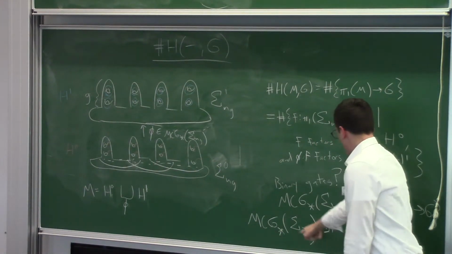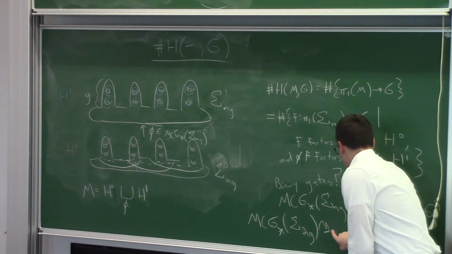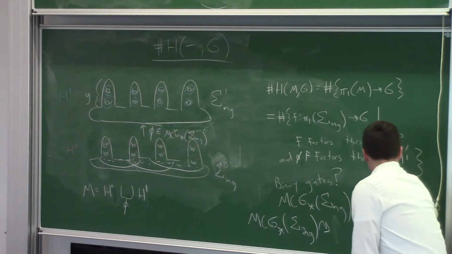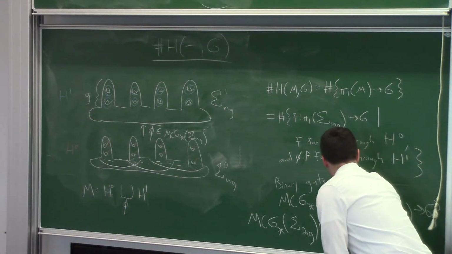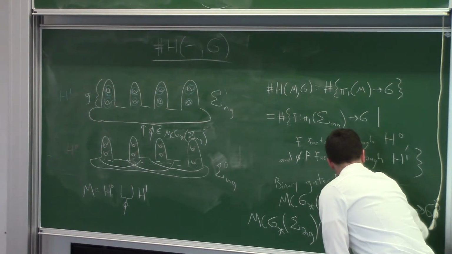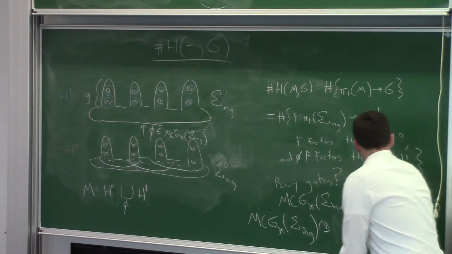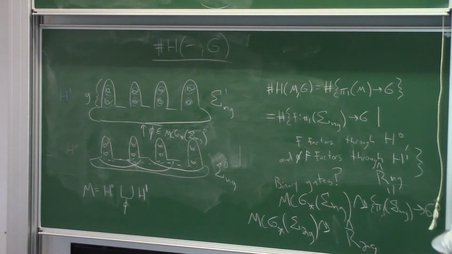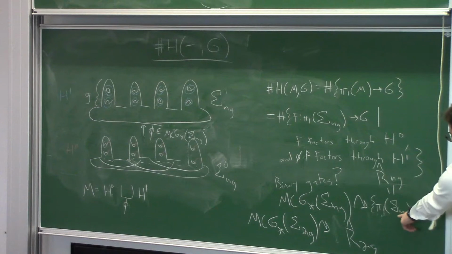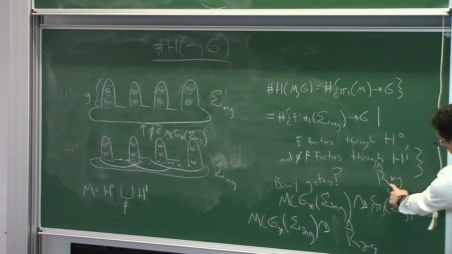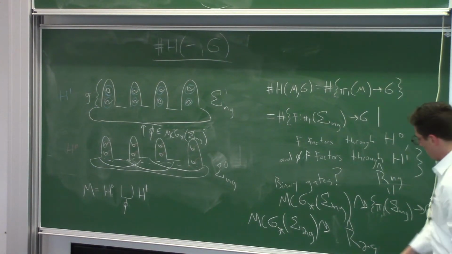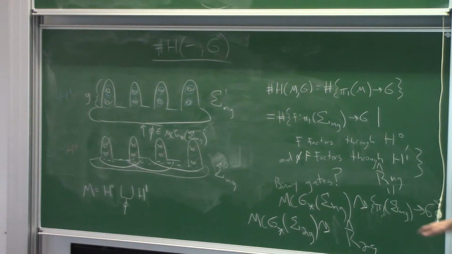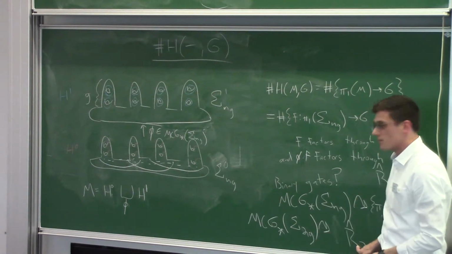So what that means is we want to understand the image of this action inside the symmetric group on this set. So I'm going to define it here. The set is R hat of NG. R for representation: the set of all representations from the fundamental group of this genus NG surface to G. And here we have just a genus 2G surface. So what we'd like to know is, what can we say about this action?